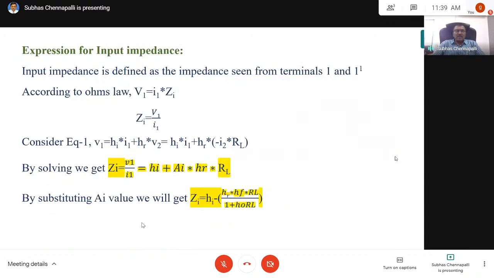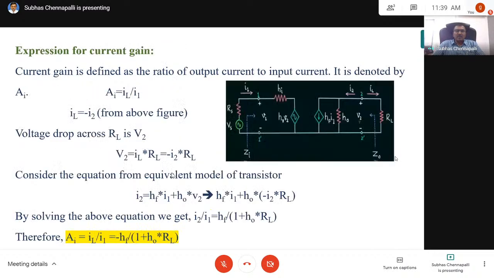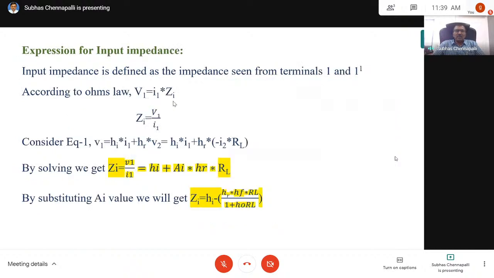Then input impedance. We calculate input impedance as nothing but the input voltage V1 divided by current I1. So this input impedance is the voltage times the current flowing through it. So that's what is written: V1 is I1 Zi, so V1 by I1 gives Zi.